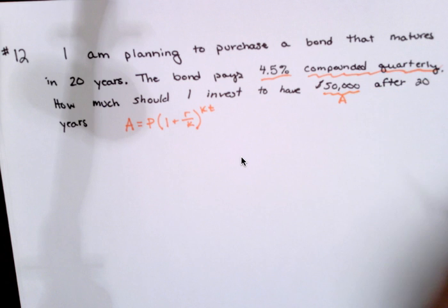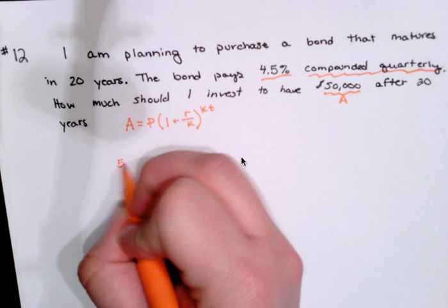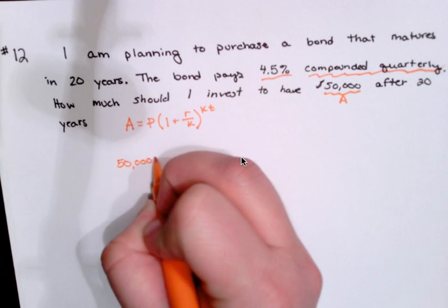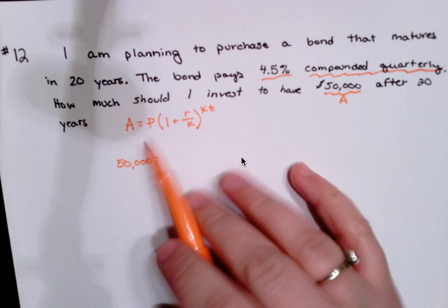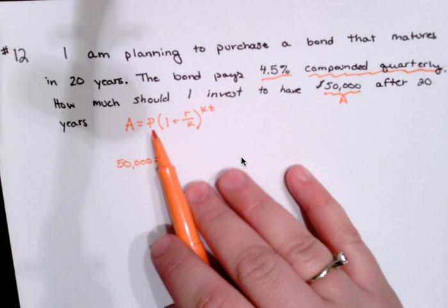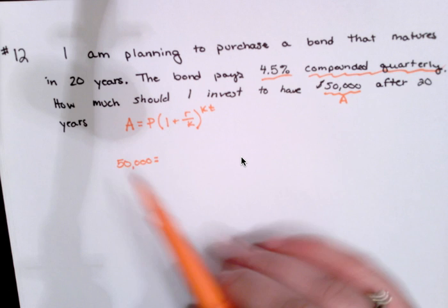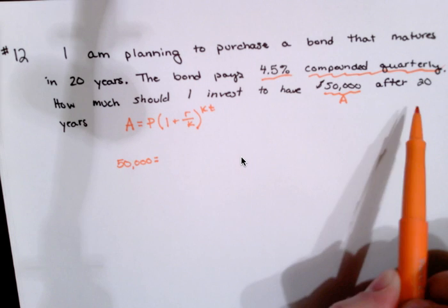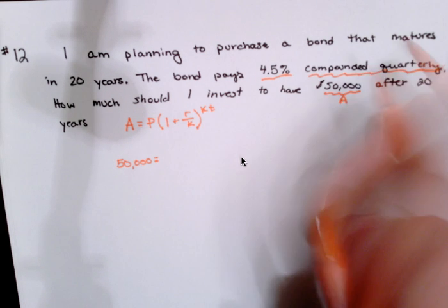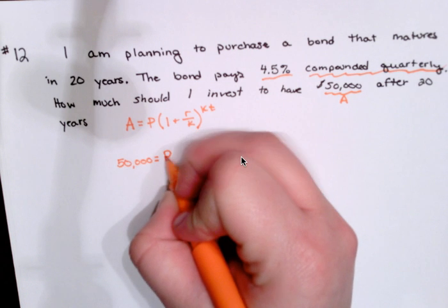50,000 is our A. So I'm going to plug that in and I'd get 50,000, because that's the amount we want to end with, is equal to, P stands for your principal, or how much you put in to start with. Well, it says how much should I invest to have this amount? So I don't know what my principal is. That's what I'm actually going to be solving for. So I'm going to leave that as P.